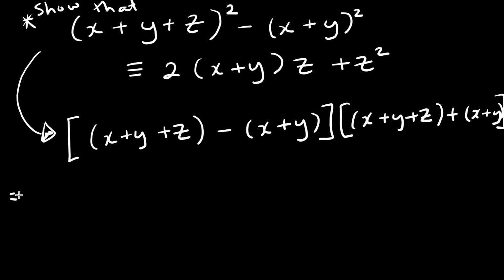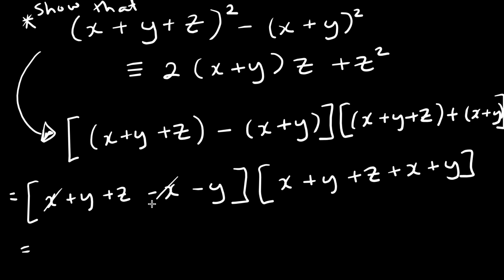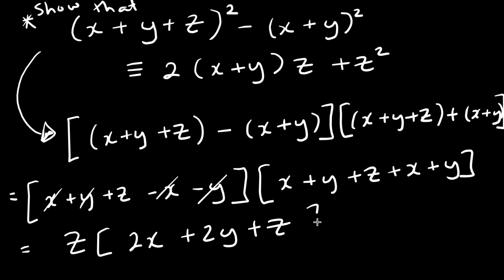Let's start over here. So when we're looking at this major bracket, we can just rewrite everything here. And I'm subtracting from it these two. And here we're just adding everything. What does that leave us with? Well, this leaves us with x and minus x canceling, y and minus y canceling. So we end up with z times what looks like two x's, two y's, and one z.